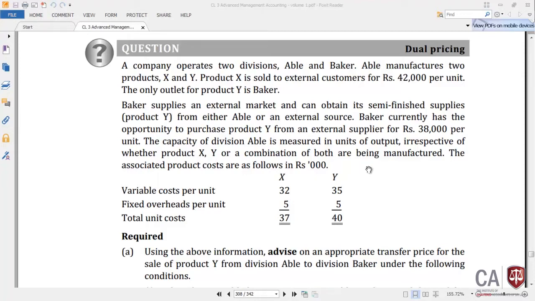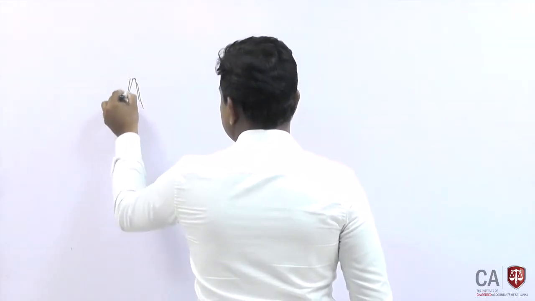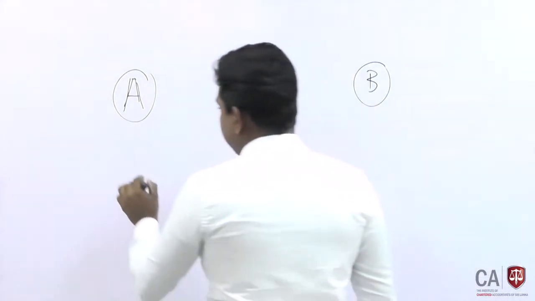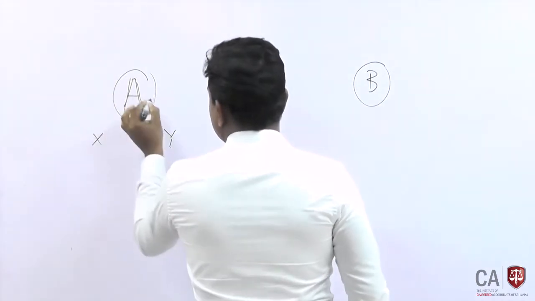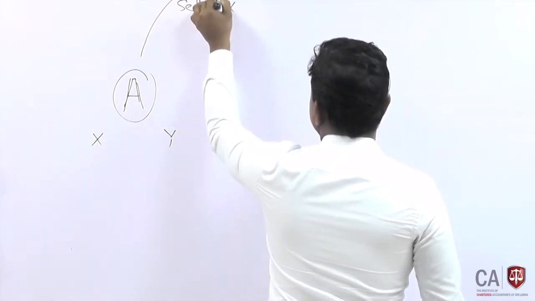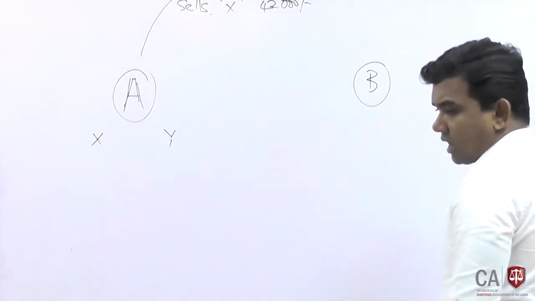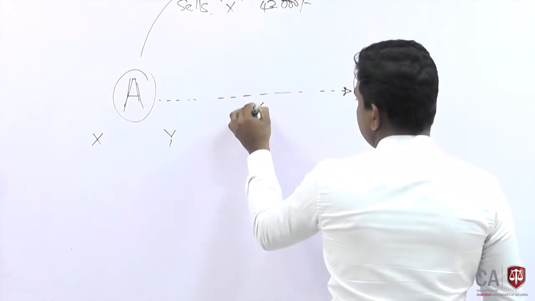Now, this is the information about the structure. Therefore, in a transfer pricing question, first of all, you need to draw down the structure. This is division A, this is division B. Division A produced two products, X and Y. Out of these two products, A sells X outside for 42,000 rupees, but Y doesn't have an external market. Therefore, their only market is transferring it to division B. This is the Y.